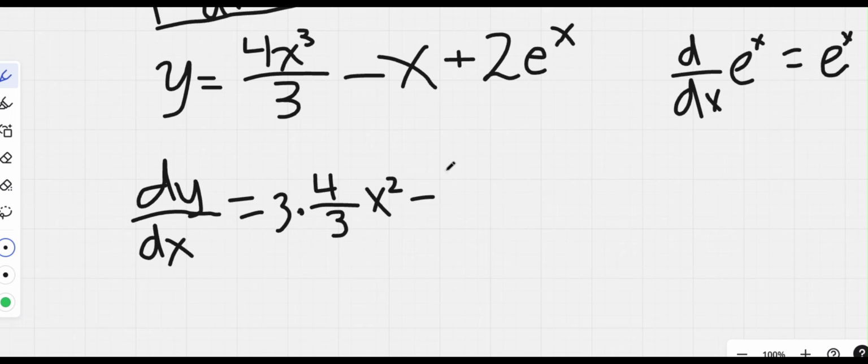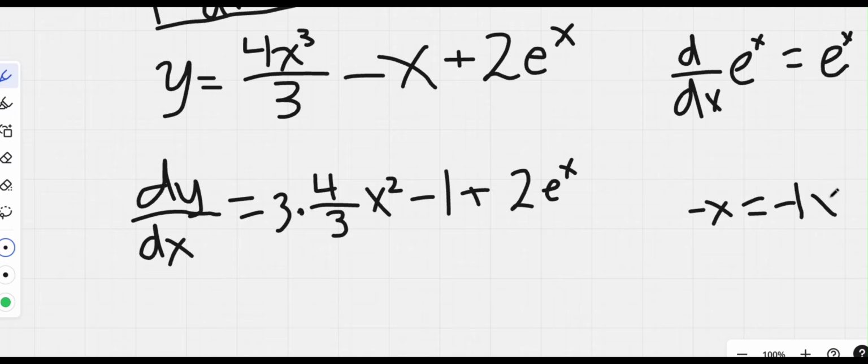minus 1 plus 2e to the x. This negative x becomes just simply negative 1, because negative x is also equal to negative 1x to the first power.